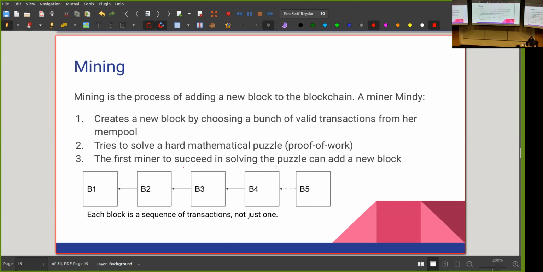Well, of course, I have to first create a block. And let's say that I'm a miner, Mindy. I just create a new block. And to create a new block, I have to choose a bunch of valid transactions that are not finalized yet. So I just go through my own mempool, find a bunch of transactions, create a block. Then, as I said before, it should be hard for people to add new blocks. So I can't just add my new block. I have to first solve a really hard mathematical puzzle.